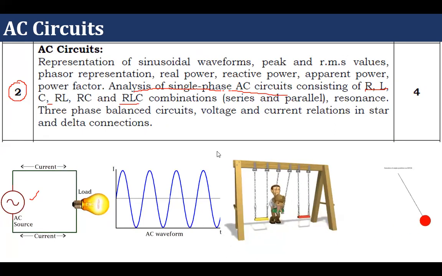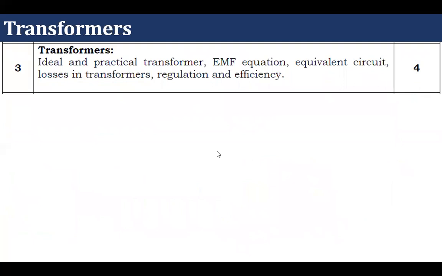You can easily see these are examples of mechanical resonance. And we have to go through the 3-phase balanced circuit, voltage and current relationships in the star and delta connection of the network. Again, a very small number of lectures have been recommended by the university. Again, it is going to have around 15 lectures.